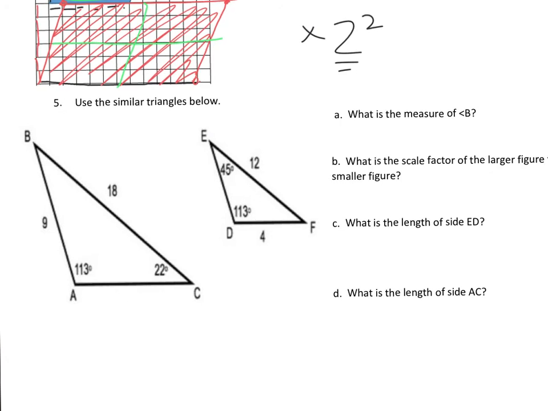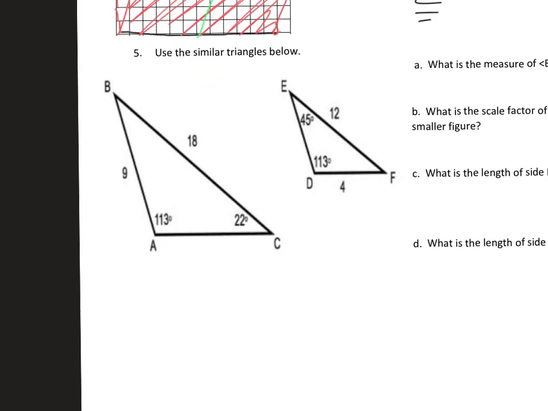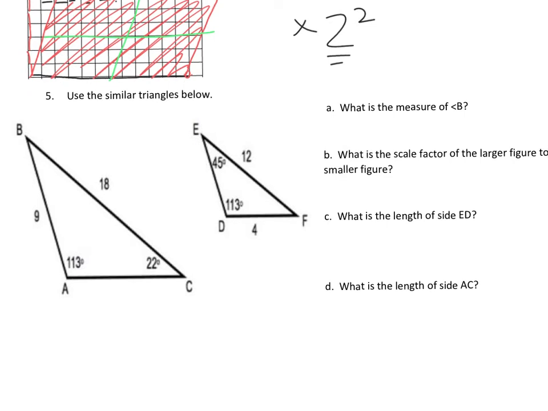Okay, 5, using the similar triangles below. So these 2 triangles are similar. What is the measure of angle B? So angle B over here, it corresponds with this angle over here. So angle B has to also be 45 degrees, because similar figures and similar triangles have corresponding angles that are congruent.